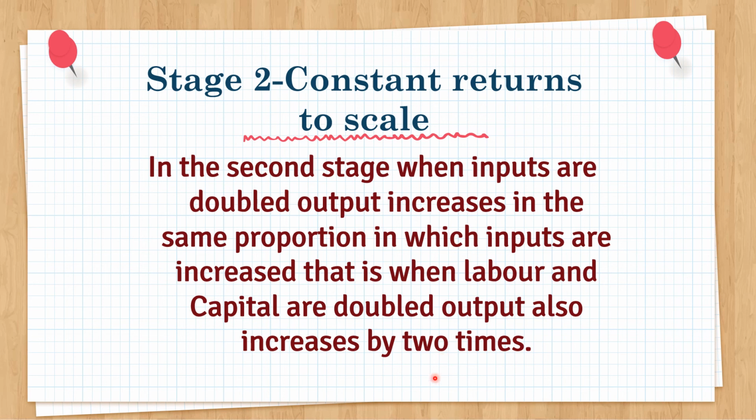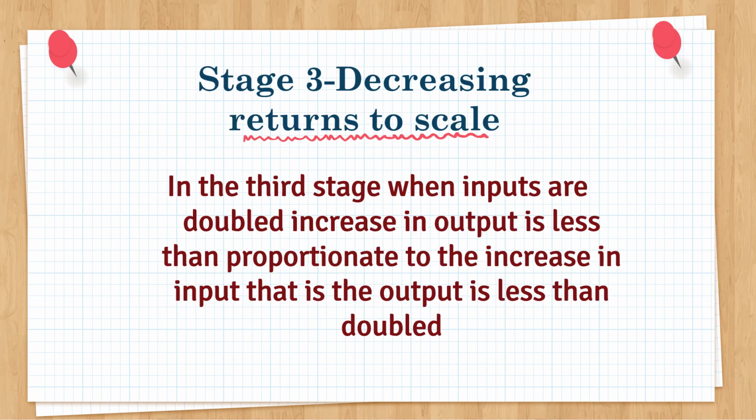Stage 3 is called the stage of decreasing returns to scale. In this third stage, when inputs are doubled, increase in output is less than proportionate to the increase in input. That is, the output is less than double. We saw in the example how there is a less than proportionate rise in the output when the inputs are increased in the same proportion.